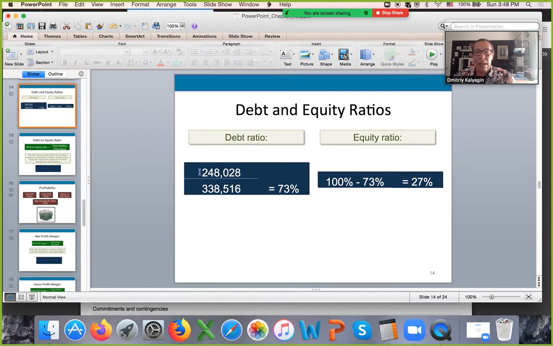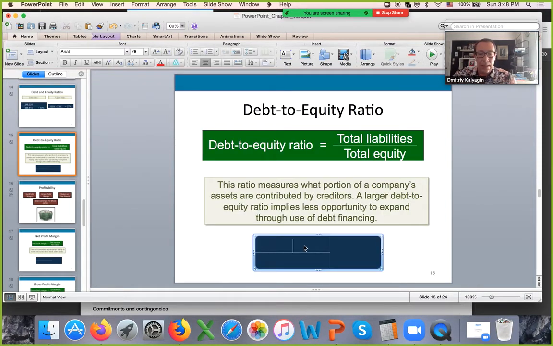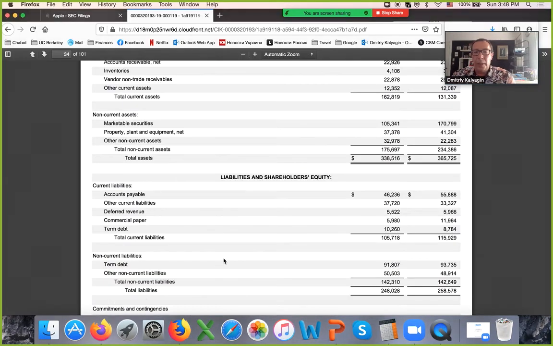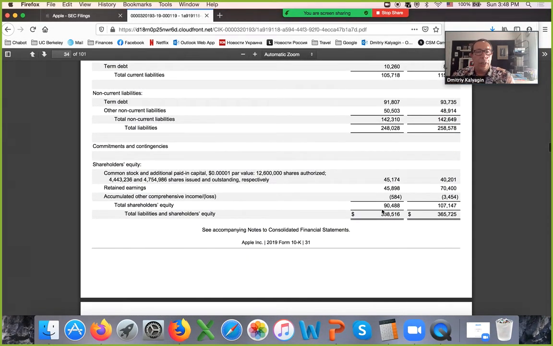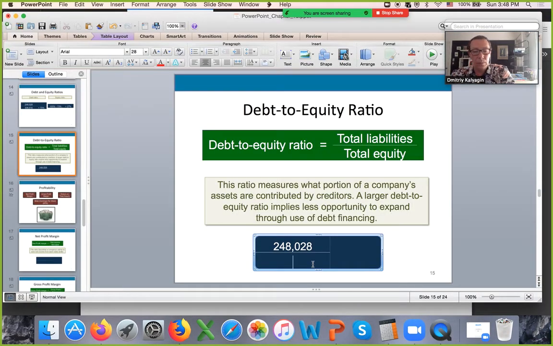So I'm just going to copy total liabilities, 248,028, put it right here. And then for total equity, let me look it up. So here is total shareholders' equity, 90,488,000,000. And when I divide them, I'm going to get 2.74. So what does it mean?